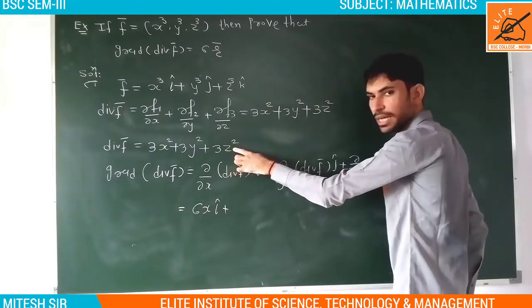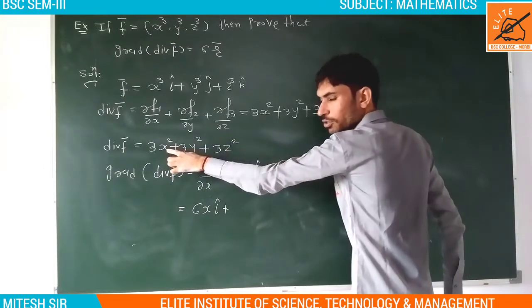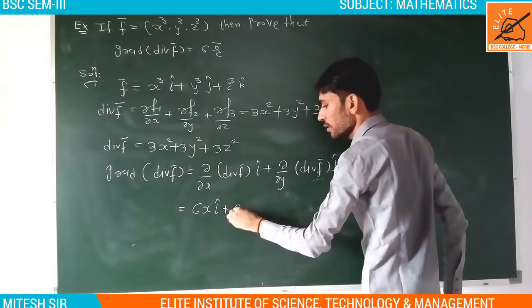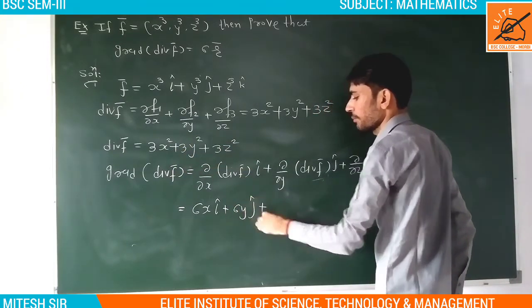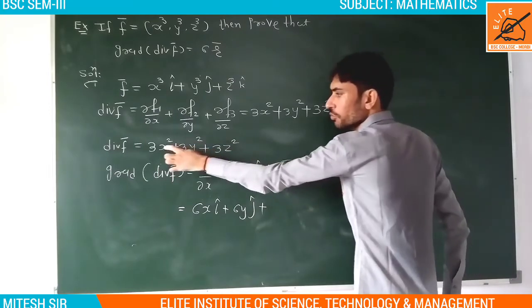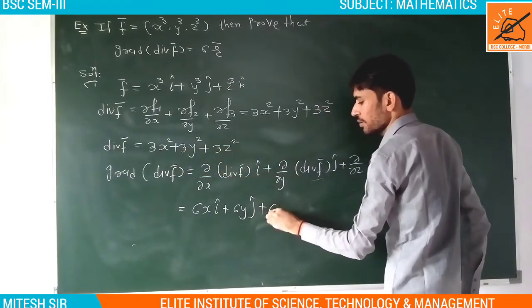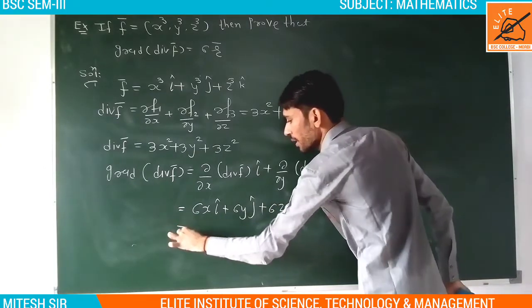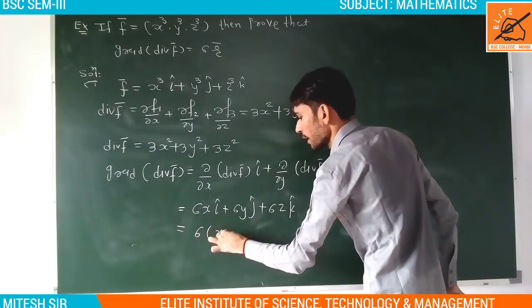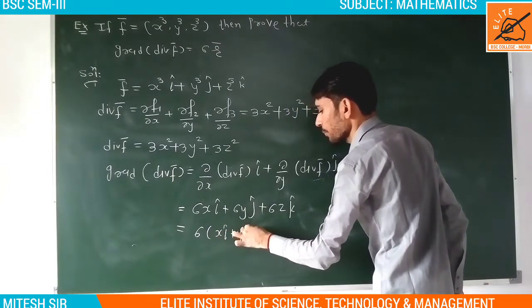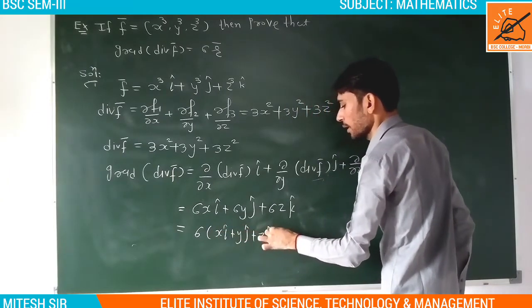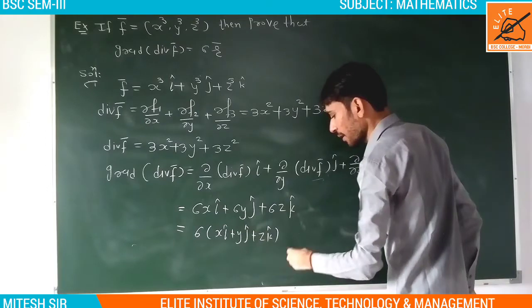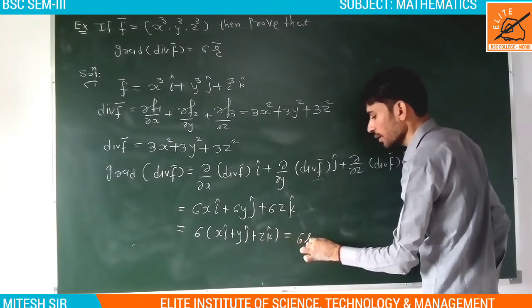Now we do partial derivative with respect to y, that means 3x square becomes 0, and 3y square becomes 6y into j cap. And with respect to z, so 0 plus 0 and 6z, now into k cap. Now take 6 outside: xi cap plus yj cap plus z k cap. And this is nothing but our vector r. So 6 into vector r bar.